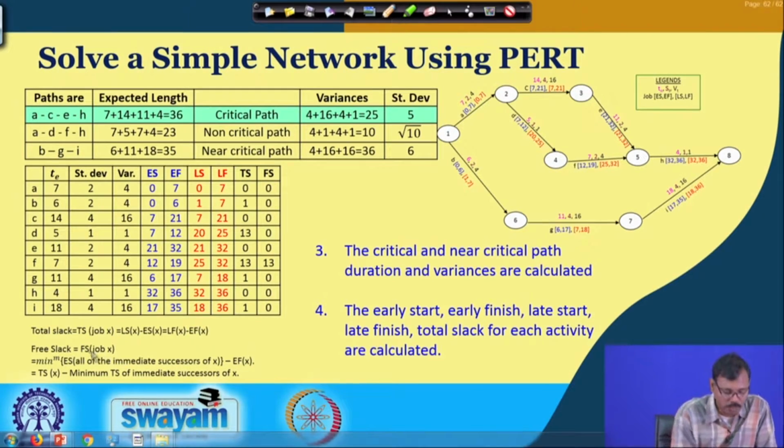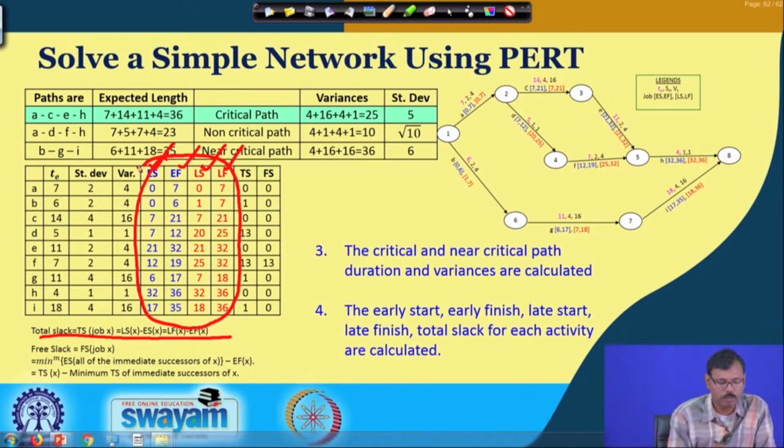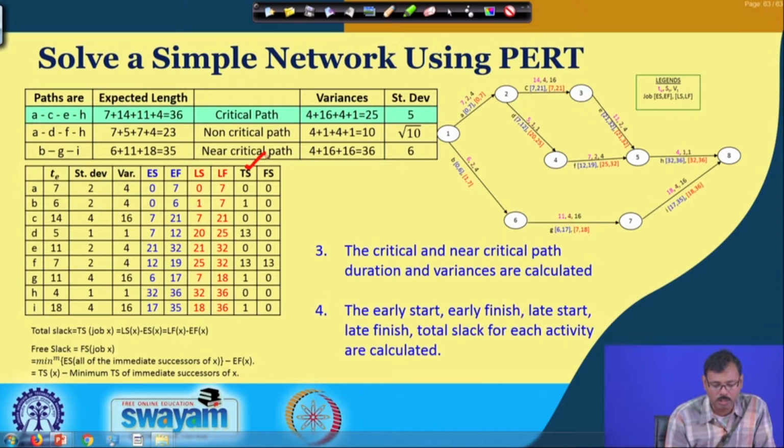So, this formula is given for total slack. Early start, early finish, late start, and late finish are computed for each and every activity. Their mean times, standard deviations, and variances are given, late start and late finish are also given, and based on that, the total slack is also decided.